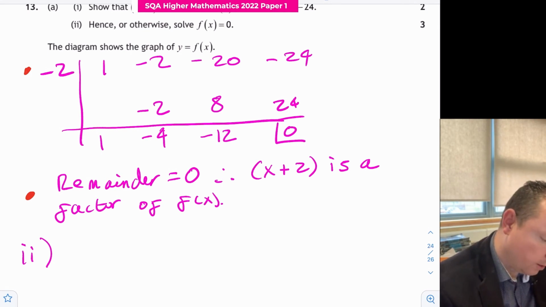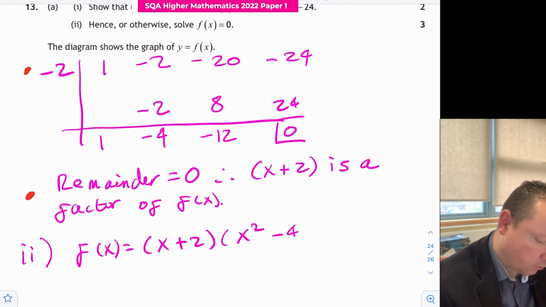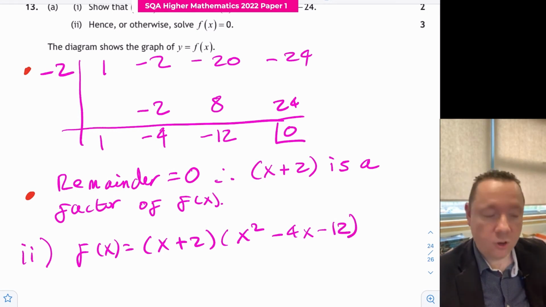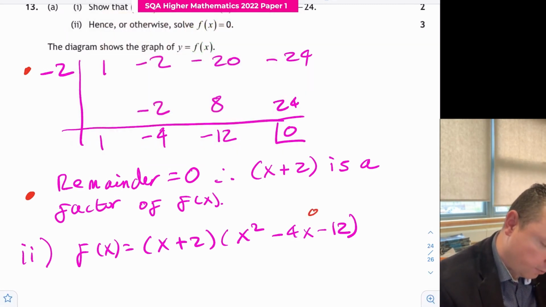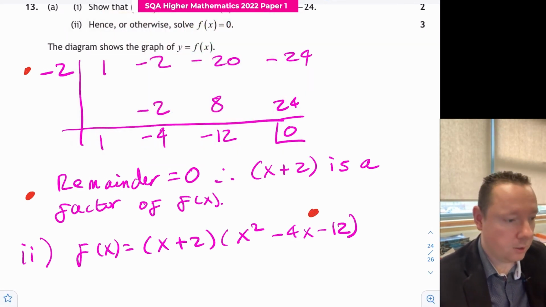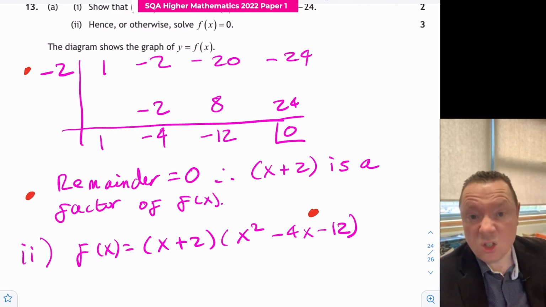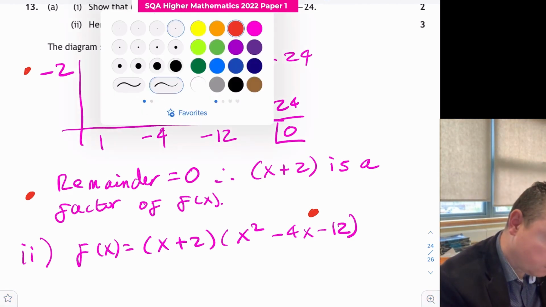So we now know that x plus 2 is a factor. So f of x equals x plus 2 times x squared minus 4x minus 12. And obviously, like I said in part 1, if you had just substituted minus 2 in, then you'd have to do synthetic division at this stage, or alternatively, if you know how to do polynomial division, you can do it that way. But assuming we've done this, we've got the quadratic factor, so we get a mark for stating this point here. That's our third mark.